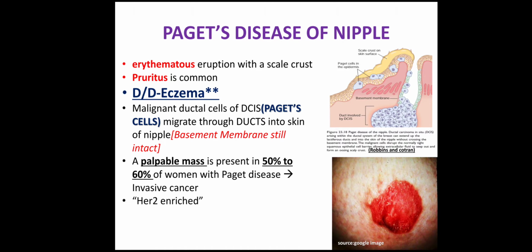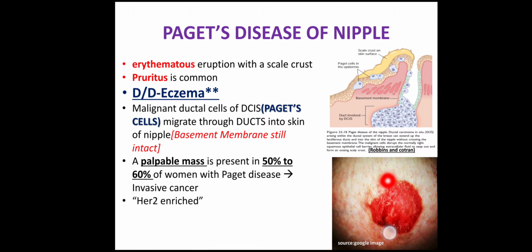And this feature is absent in case of invasive carcinoma. Now another interesting entity is Paget's disease of the nipple. Again, this is an important question for viva also. There is an erythematous lesion which is seen in the breast in the region of the nipple. The lesion is red and eczematous with pruritus, that is itching, and with scaly crusting.